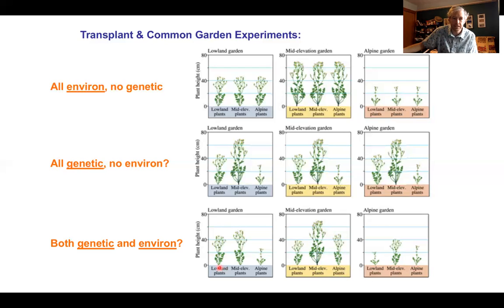So this is what we'd expect to see, a mixture of genetic and environmental. Remember, if it's all due to the environment, no matter where the plant was collected from, it will always grow exactly the same in different gardens. If it's all due to genetics, that means only low elevation plants always look the same regardless of where you put them. Mid-elevation plants always look the same regardless of where you put them, and same for alpines. If it's a mixture, you tend to see a bit of a mess.